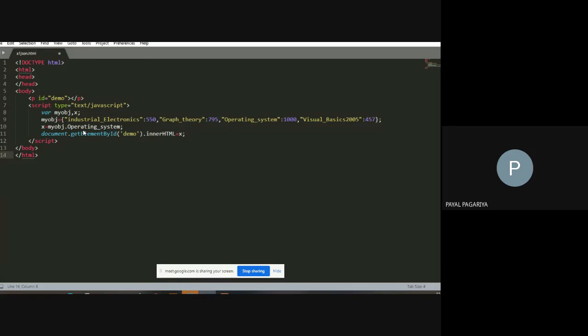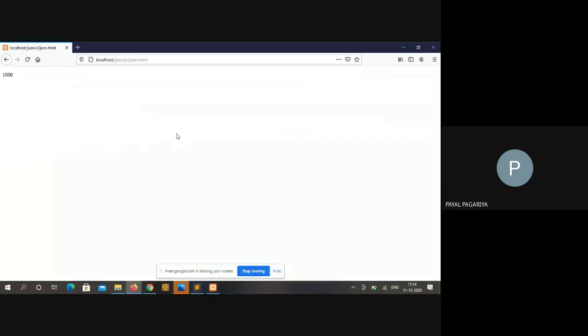Here I have assigned my obj dot operating system to x, which means that you can access the object values by using dot notation. Here I have assigned the value of operating system to x, and for the print I have used this syntax where it can print the value. Now I will show what x holds. The x will hold the value of operating system, which is 1000. This is the output for it.